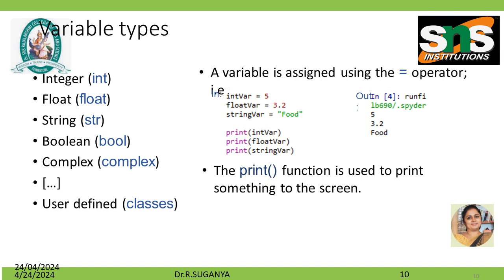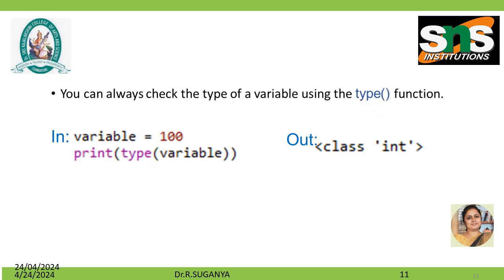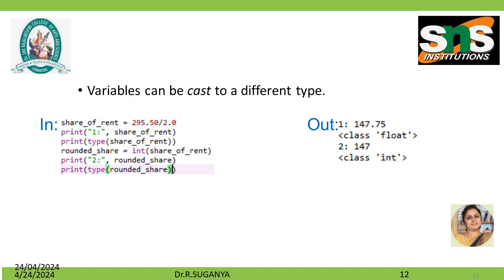The print function here is used to print something to the screen. Here we create an integer value, a float value, and a string variable. We are printing these to the screen, and we have different variable names. We can always check the type of a variable using the type function. So print the type of a particular variable. Check the type of one of your variables.